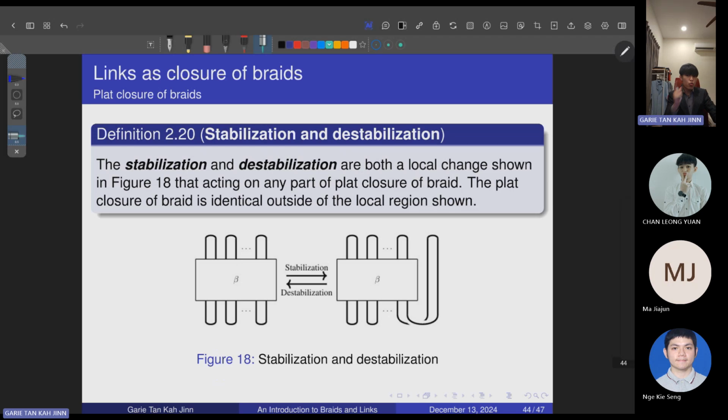Then actually we have one more way to apply this randomized move 1. We apply it on a region that does not contain this bridge. Then if I twist this part, I will get something like this. And I call this stabilization. Going back, I call this stabilization.